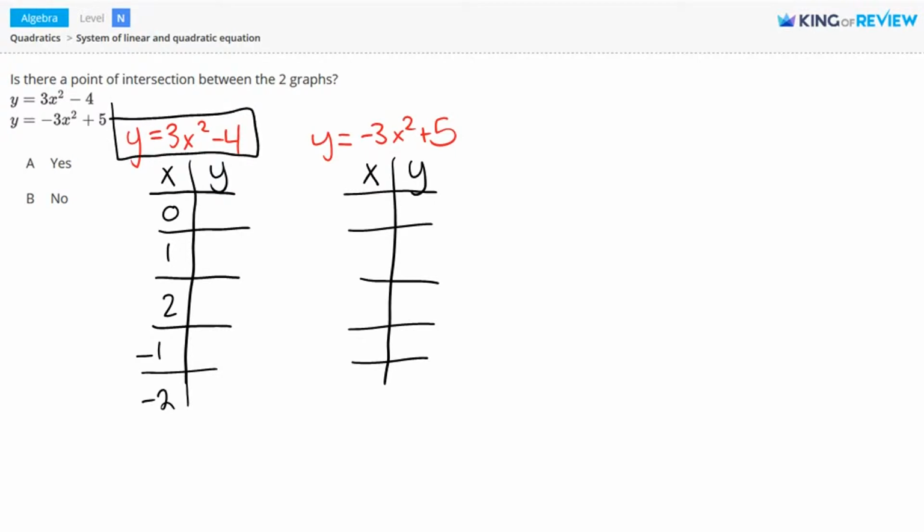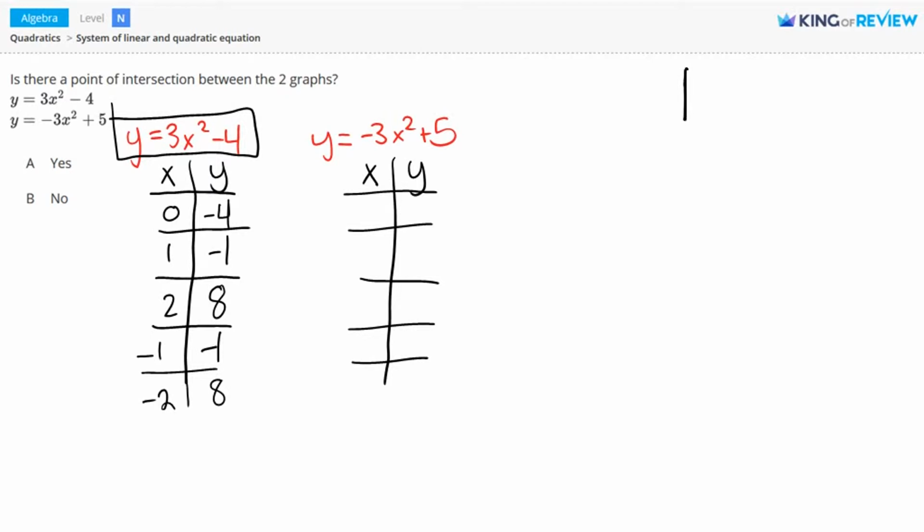When x equals 0, y equals 3 times 0 squared minus 4. This gives me a y value of negative 4. So the point 0, negative 4 is on the graph. When x equals 1, I get a y value of negative 1. When x equals 2, I get a y value of 8. When x equals negative 1, I get a y value of negative 1. And when x equals negative 2, I get a y value of 8.